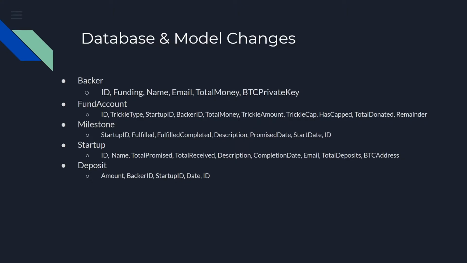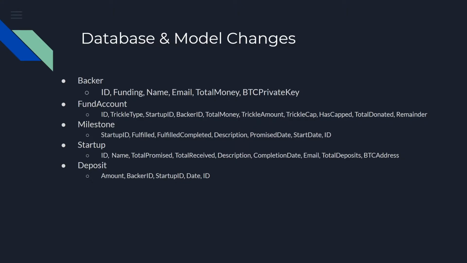Without this extra check in place, it would have been possible for daily milestone trickling to occur on the same milestone. So this is part of the refactoring that took place. The startup table now has a field called BTC address, which will hold the freshly generated Bitcoin address of each startup company. This address will be used by the transaction system to send coins. Lastly, the deposit class remains unchanged and simply acts as a receipt for each transaction.